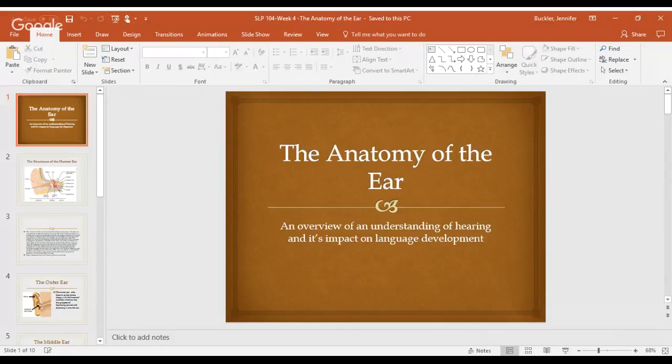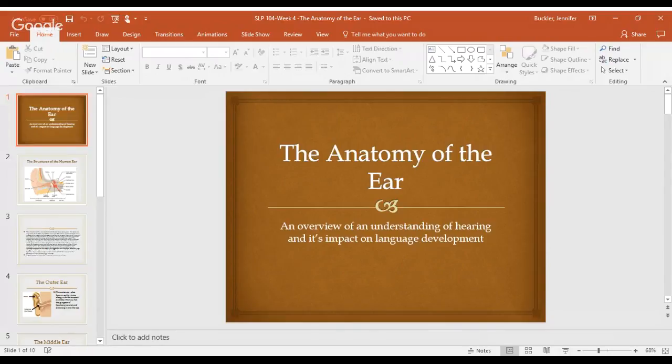The other components of the middle ear are the malleus, the incus, and the stapes, and the eustachian tube. All of these are contained within what we call the tympanic cavity. The tympanic cavity is a space of air that is between the eardrum and the inner ear. So the sound waves arrive at the eardrum, which vibrates, which moves the malleus and the incus and the stapes.